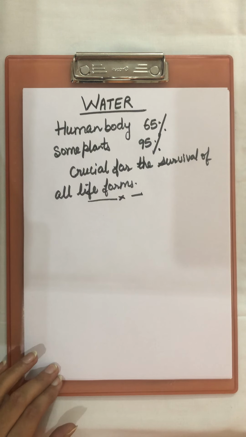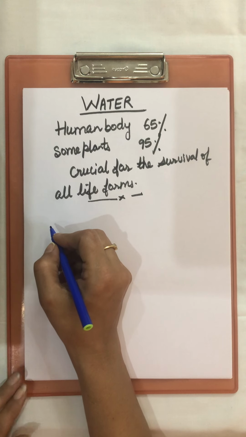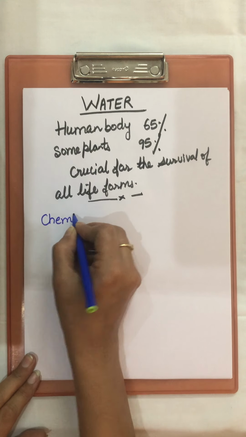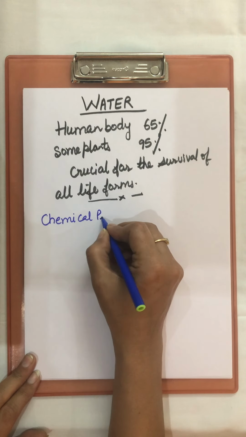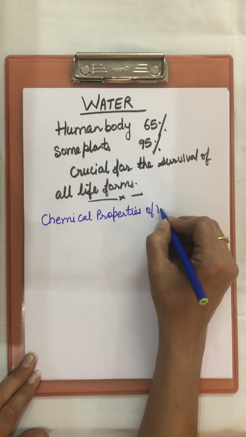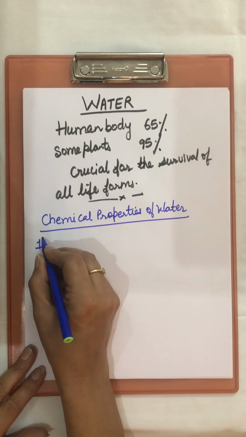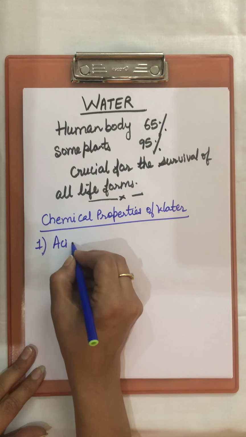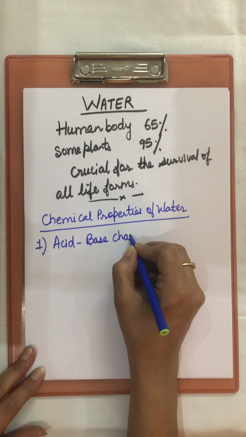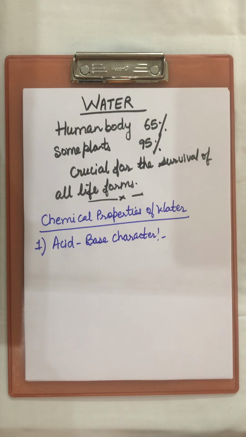Now next we have physical properties of water. Like we know, water is colorless, it is tasteless and has a high boiling point. So we have chemical properties of water next. First chemical property of water, acid base character. Water has acidic character as well as basic character in it.